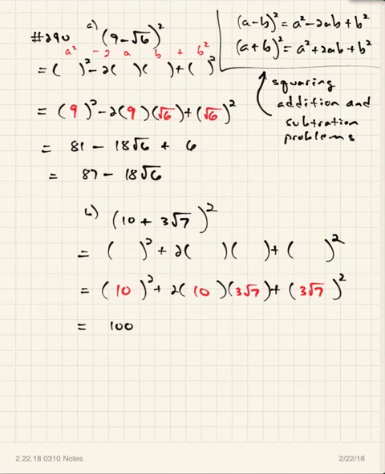So you get 100 plus, and then the 2 times 10 is 20, times 3 is 60, times the square root of 7. Plus, this last one, that's 3 times the square root of 7, squared. Well, that's 3 squared and the square root of 7 squared. You're squaring each factor, since it's multiplication. So that's a 9 and the square root of 7 squared, which is 7.